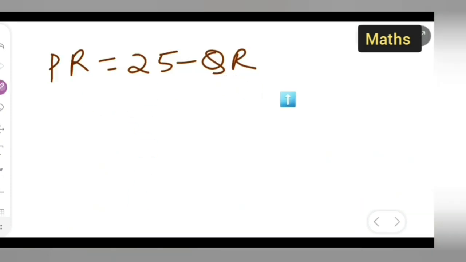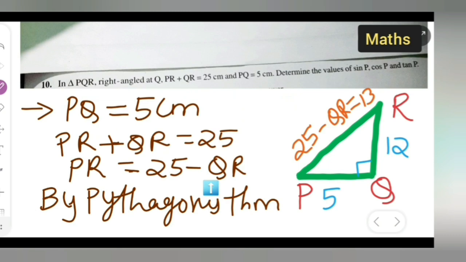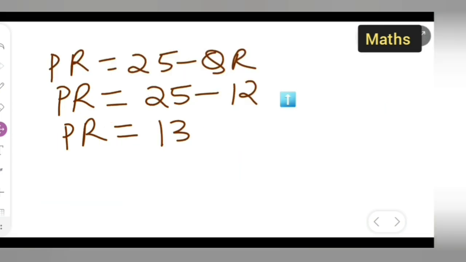Now substitute the value. PR we need to find out. So 25 minus what is QR, we got 12. So write down 12. So PR is equal to 25 minus 12, which gives you 13. That's how I have written here 13. You can see over here 13. That is how 13 came after solving this.